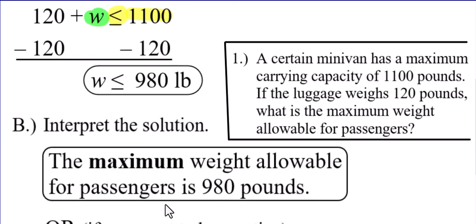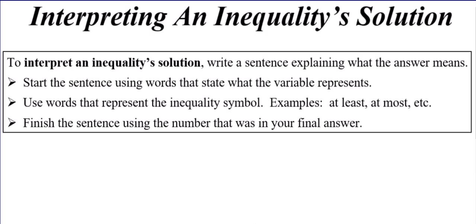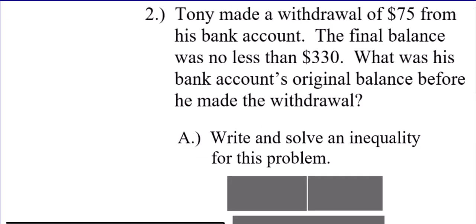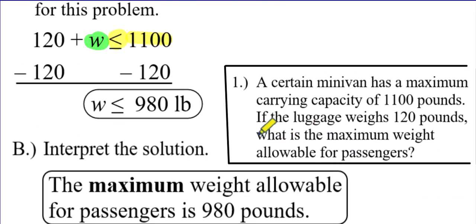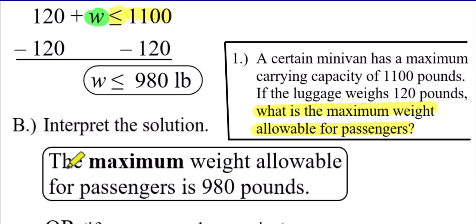Now, here's the new part, part B. Interpret the solution. Now, remember, we want to start our sentence with words that state what the variable represents. You might recall that the variable stood for the maximum weight allowable for passengers. So you will notice I start my sentence using those same words: the maximum weight allowable for passengers. This is pretty simple here, ladies and gentlemen, if you use the same words that were described in the word problem that represent the variable.